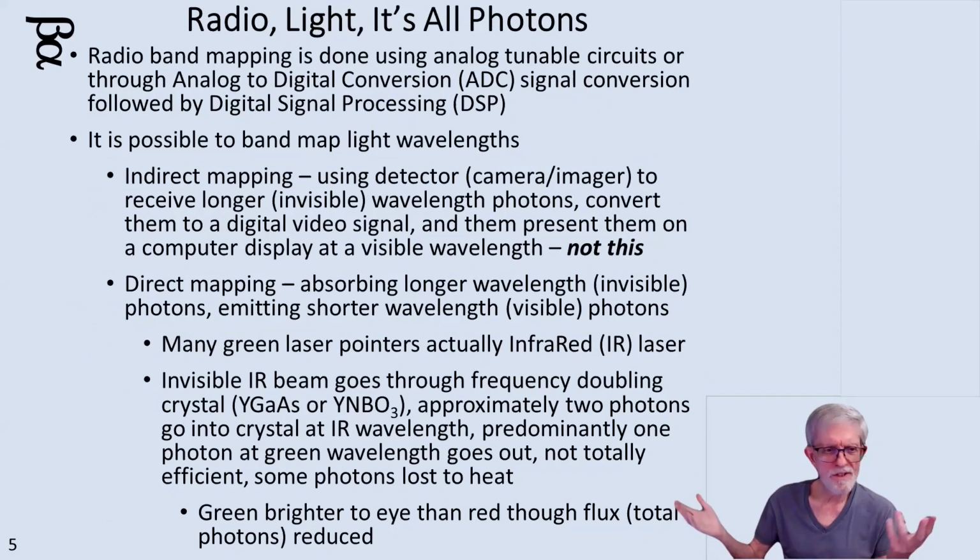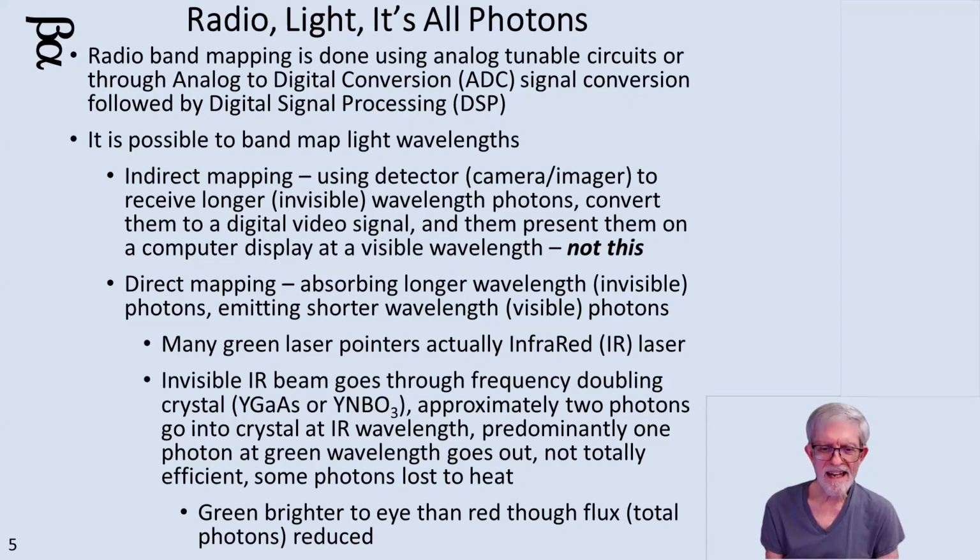Radio, light, it's all photons. So you could either have an analog front end of your optical receiver and do an analog to digital conversion, convert it from an analog signal to digital, and then process it. That's kind of like the false color mapping, how you get something invisible to be visible. That's called indirect. Then there's direct mapping. Many people don't know that the average inexpensive green laser pointer is actually an infrared laser. It's not a green laser.